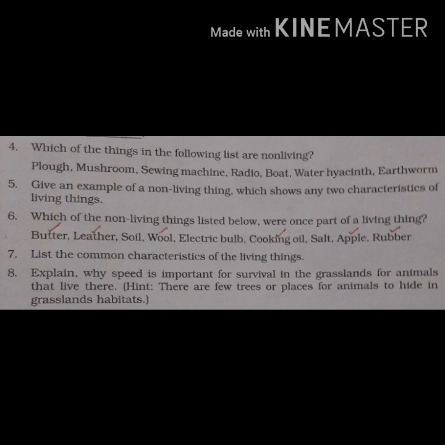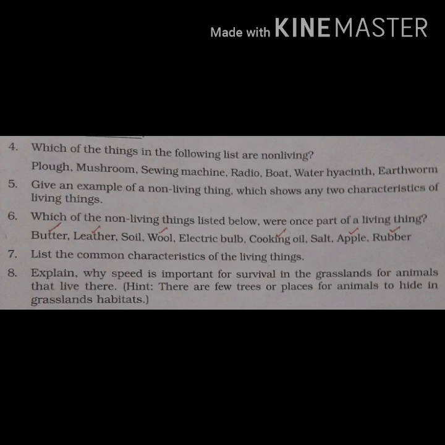Question number 7. List the common characteristics of the living things. For this, you will have to write all the characteristics, that is 7 points, one below the other. Living things need food, living things grow, living things respire, living things excrete, living things reproduce, living things respond to stimuli, and living things show movement. Okay, like that 7 points you have to write one below the other.